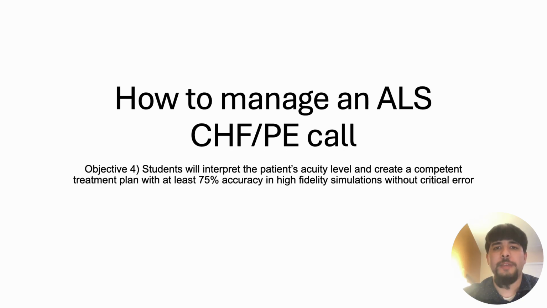So now that we did a little basic scenario practice, we went over the causes of CHF, the symptoms of CHF, how to treat those symptoms, and how to do the skills. We're now going to do a little bit of a high fidelity simulation. This is going to be kind of the intermediate ALS level of how to do it.